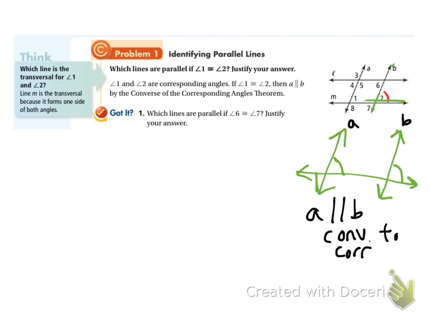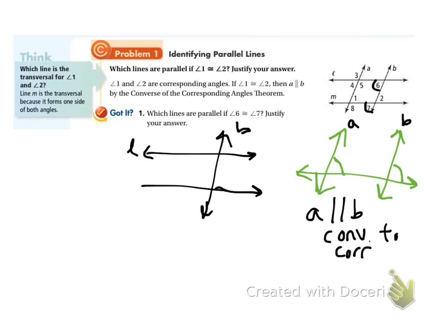Okay, so what if I was told that angle 6 was congruent to angle 7? Well, I'm going to draw my lines in again. There's line B, there's line L, there's line M. Here's my angle 7 and my angle 6. Again, I can see these are corresponding angles. The two lines that are parallel are L and M. You're going to choose the two lines that are going the same direction. So L is parallel to M, and again, that's by the converse to corresponding angles theorem.